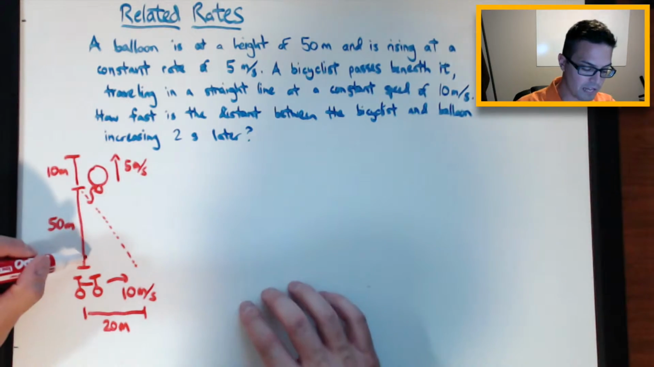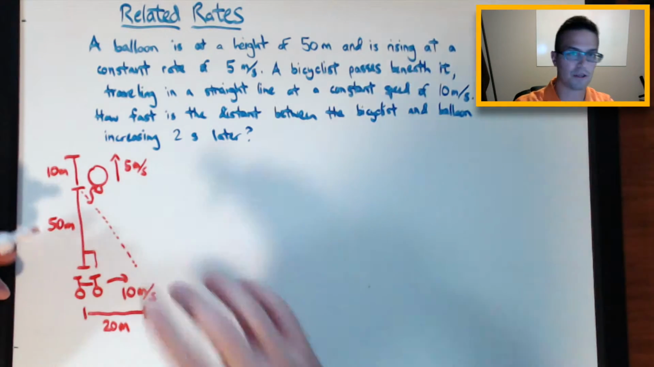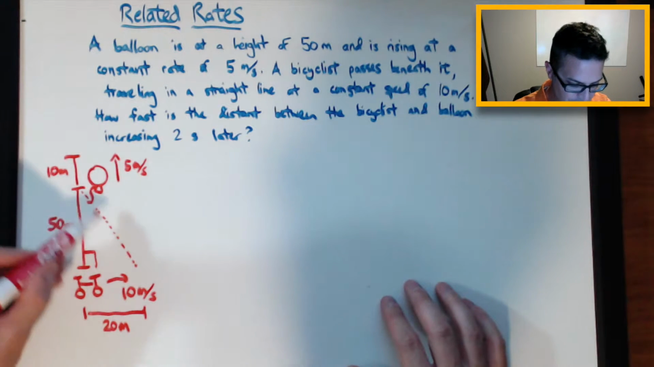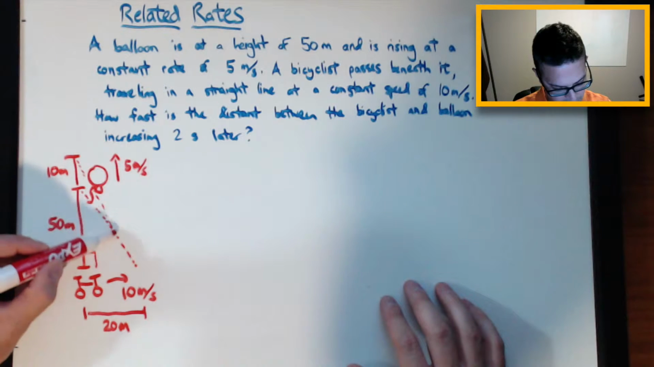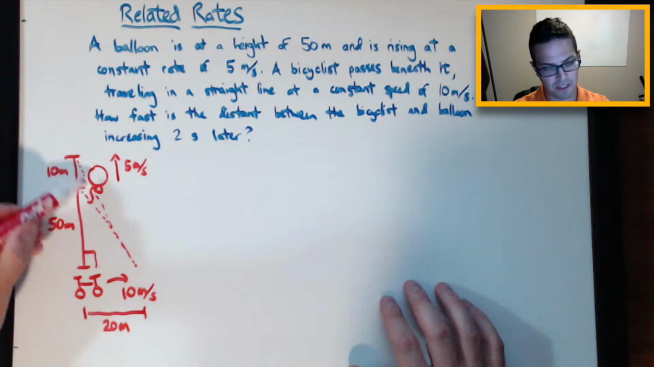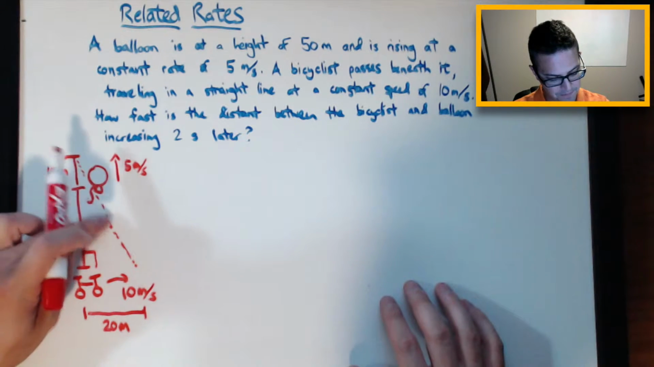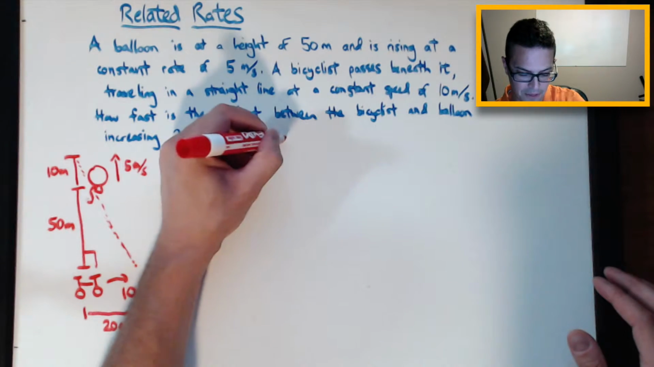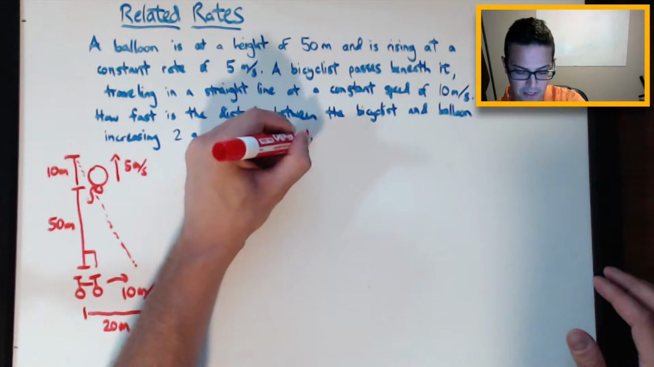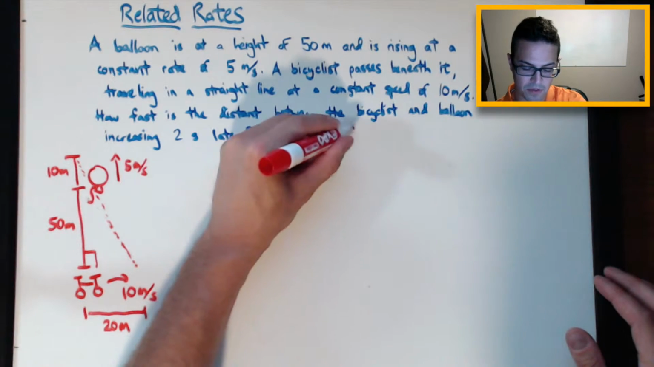Now because we have a right triangle here, we're going to use the Pythagorean theorem to figure out how fast this side is right here. Really, it would be more accurate to do this because it's 2 seconds later. We're looking for this distance right here, not this one. So first thing I'm going to do is write down the Pythagorean theorem. We have a squared plus b squared equals c squared.